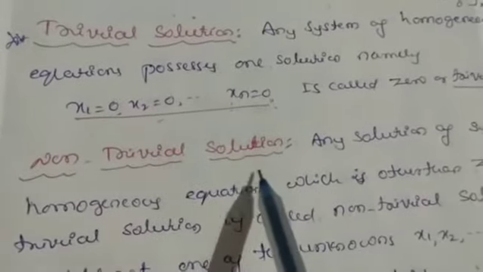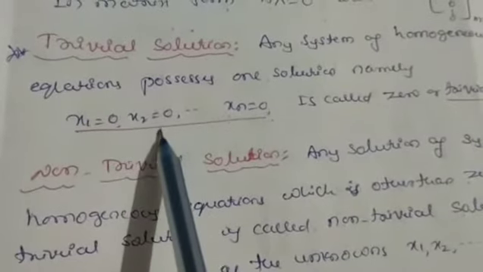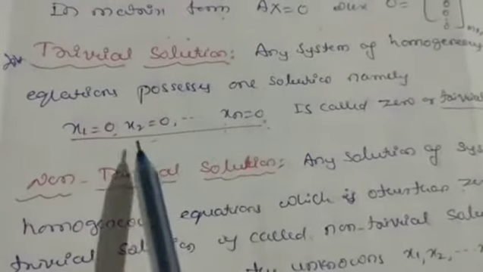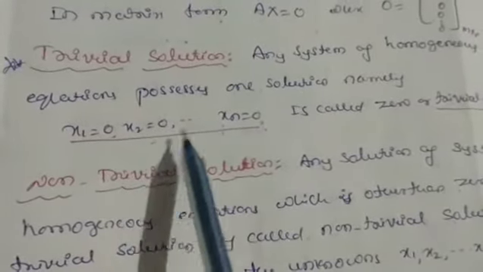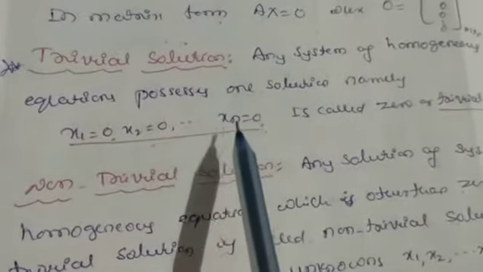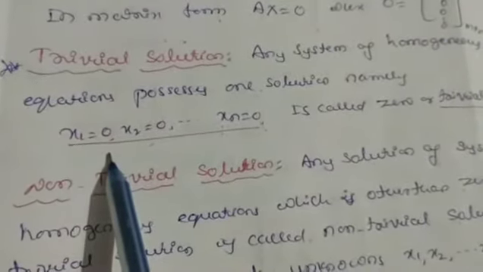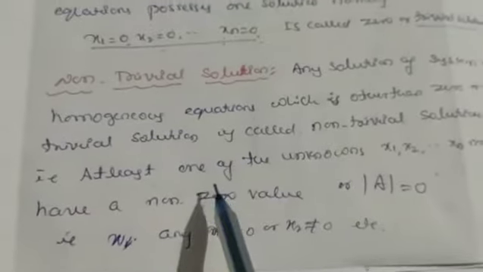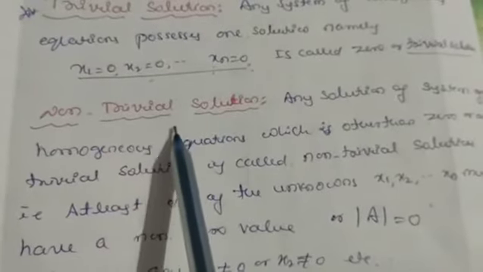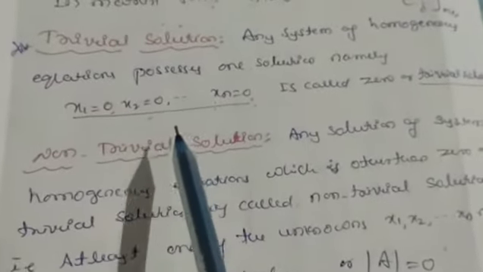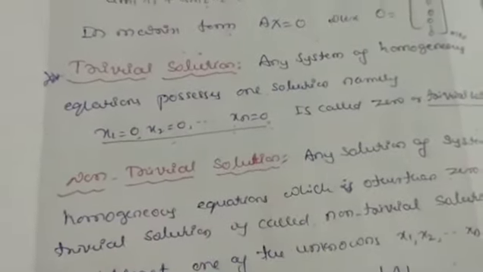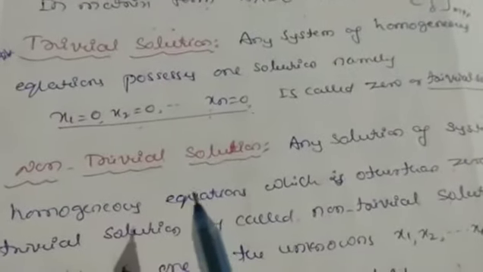Next comes a non-trivial solution. So it is very obvious here. Trivial means if all the values of unknowns are equal to 0, it is a trivial solution. Non-trivial means if any one of the values is not equal to 0, whatever the number of solutions, if at least one value is not equal to 0, then we can say that it is a non-trivial solution. That is, at least one unknown is not equal to 0. I hope you understood this one. Trivial solution means if all the values of unknowns, x1, x2, etc., are equal to 0, it is called a trivial solution.